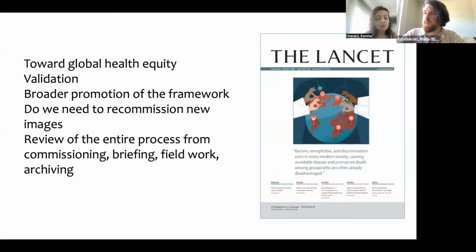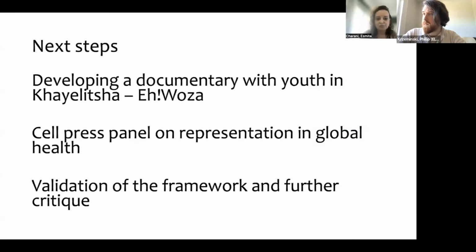We welcome validation of the framework and the further promotion of this, and for the framework to be used. But I think it's really important to understand that we need to speak to a wide group of audiences. We have to speak to people who recommission new images. We need to recommission new images, but we have to speak to the right audiences for that. We need to review the entire process from commissioning to briefing to fieldwork to archiving to ensure that we engage with comms teams of the large NGOs to be able to do justice to this work and to move forward.